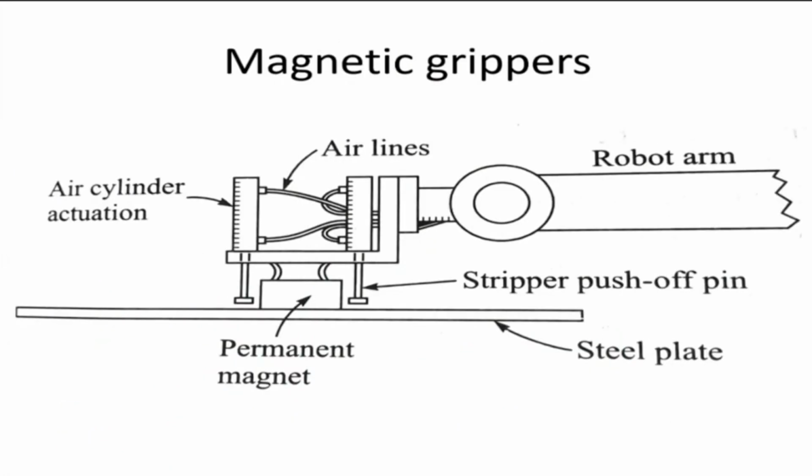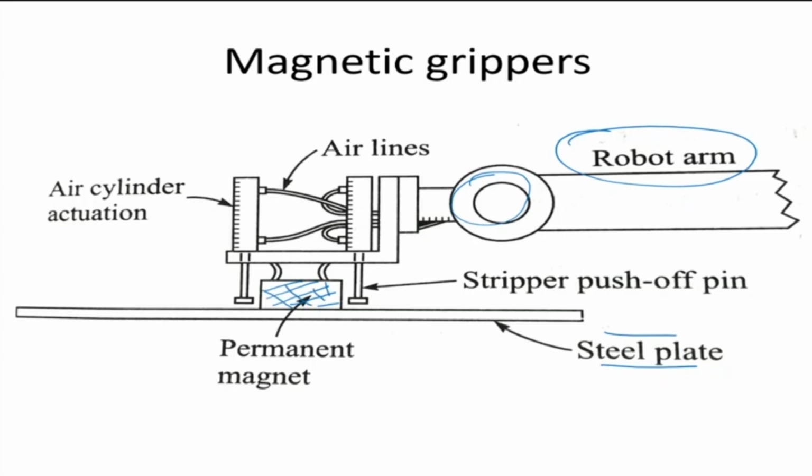Now, what is done for handling metallic parts, metallic sheets or steel plates is that we can use a magnetic gripper. How this magnetic gripper acts is shown here very clearly, where we have the steel plate and a permanent magnet. The permanent magnet base gripper is fitted onto the robot arm, fixed onto the wrist. This gripper is placed on top of the steel plate, and this permanent magnet will get attached to the steel plate.